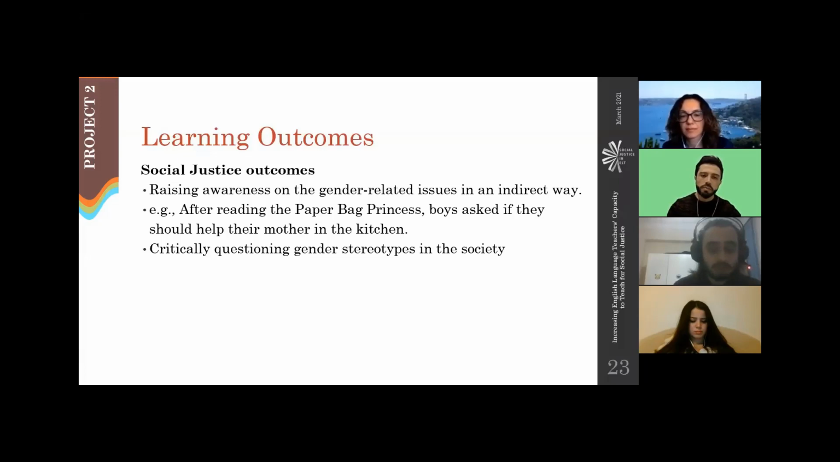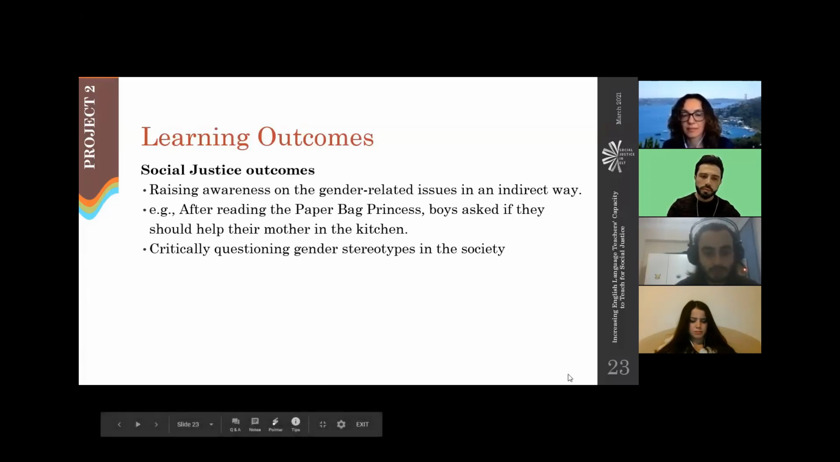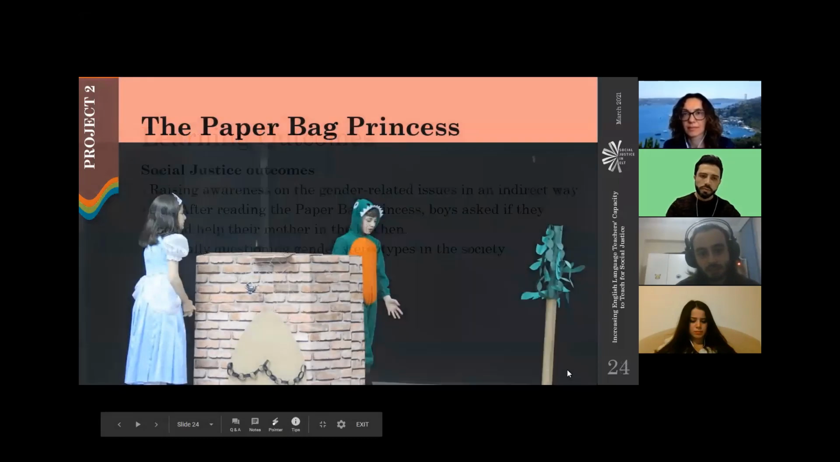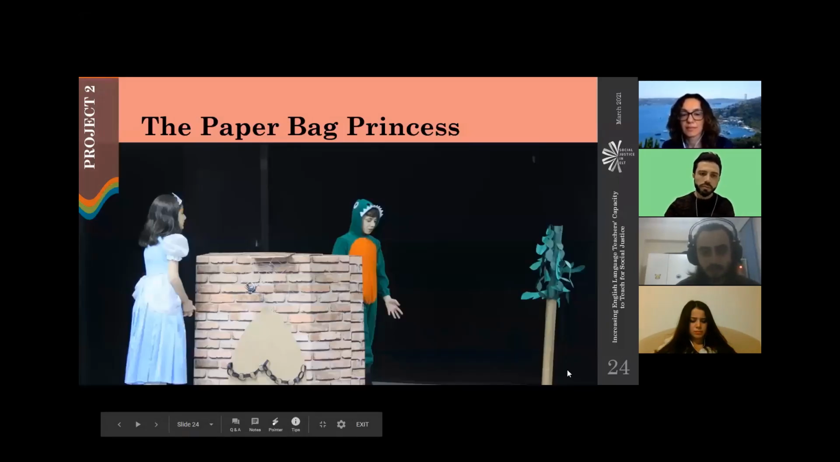So, at one time, I said, "Boys, come on," as we were going to the rehearsals. And one of the boys just told me, "No, teacher, you should say boys and girls," because there were also girls in our group. So I was really proud of them. And I know that I accomplished this because they were really quite knowledgeable at the end of the project. And they critically questioned the gender stereotypes in society.